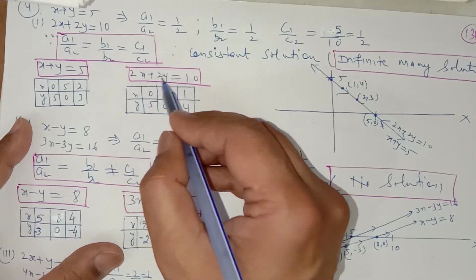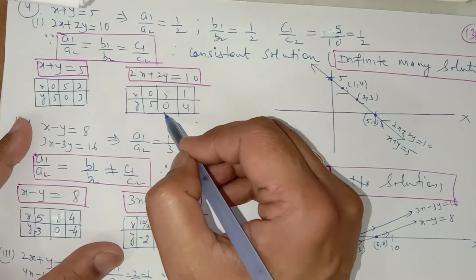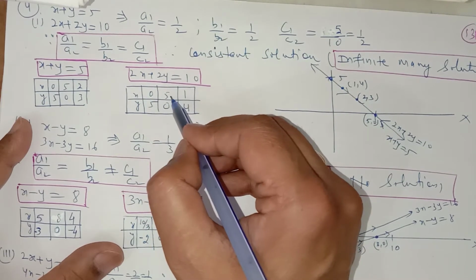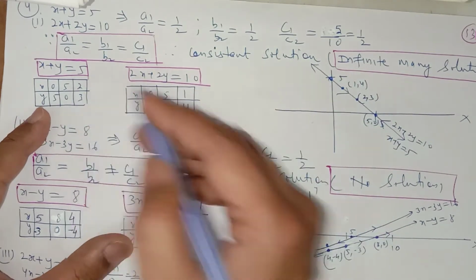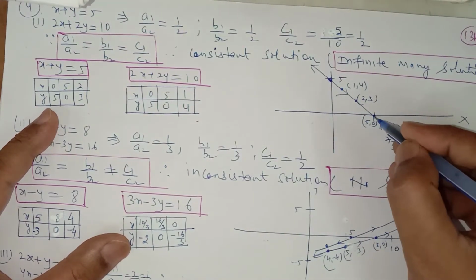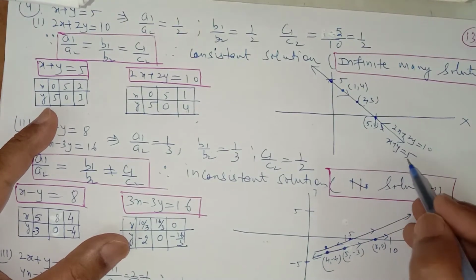x is equal to 0, then y will be equal to 5. If we take y is equal to 0, then x will be equal to 5. If we take x is equal to 1, then y will be equal to 4. Mark them on a graph paper. So (0, 5), (5, 0), (2, 3). This is the first equation, that is x plus y is equal to 5.